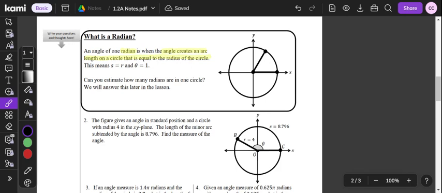So here we go. In my picture here off to the side, I know that this arc is equal to whatever the radius of the circle is. So if the radius was 3 units, that means this arc must also be 3 units. If the radius was 10 units, this arc must also be 10 units. Okay, and I also know that this angle right here, theta, must be exactly 1 radian.